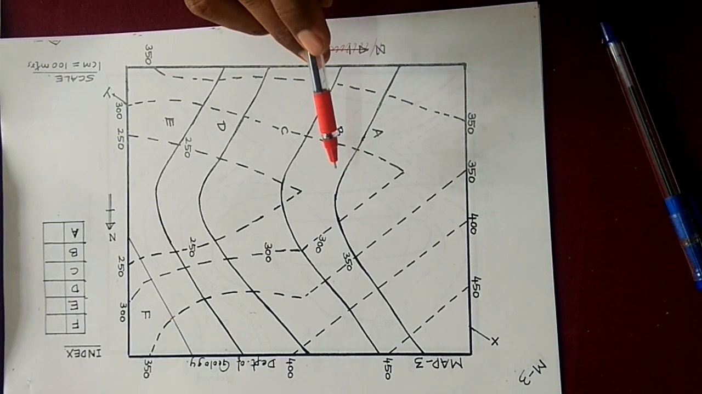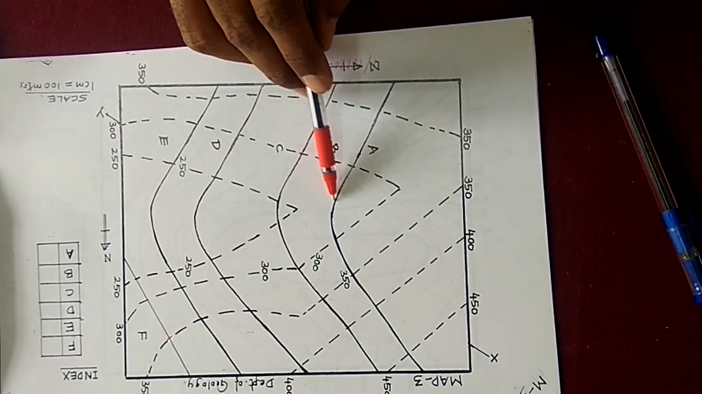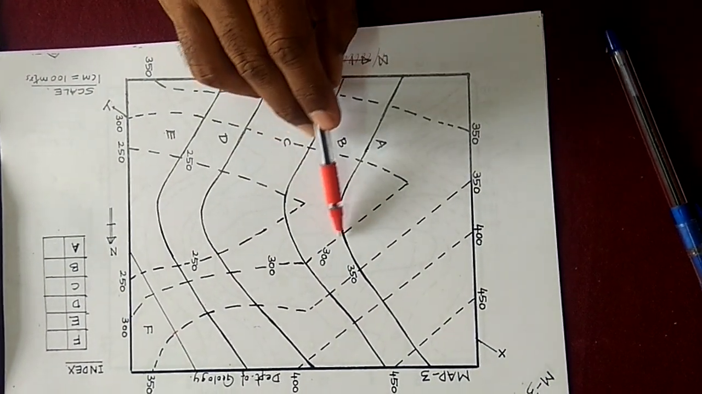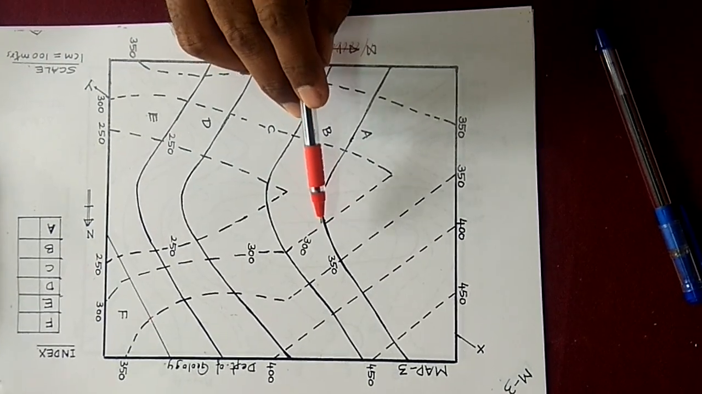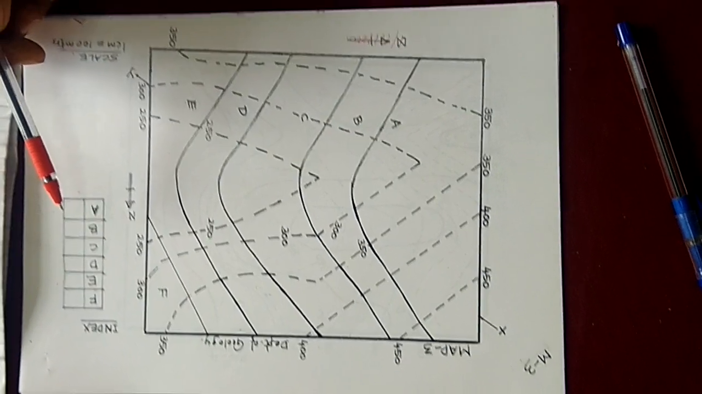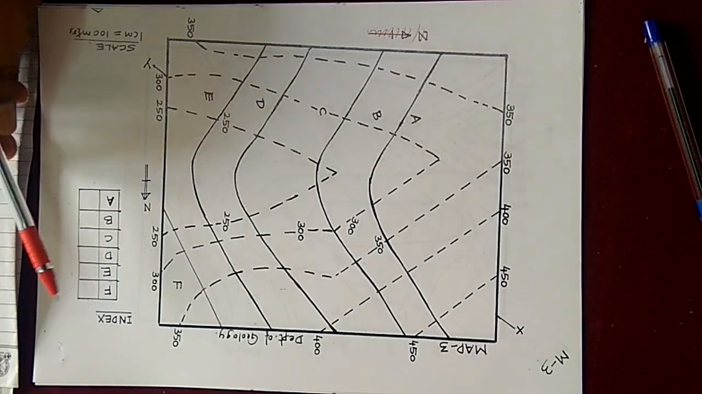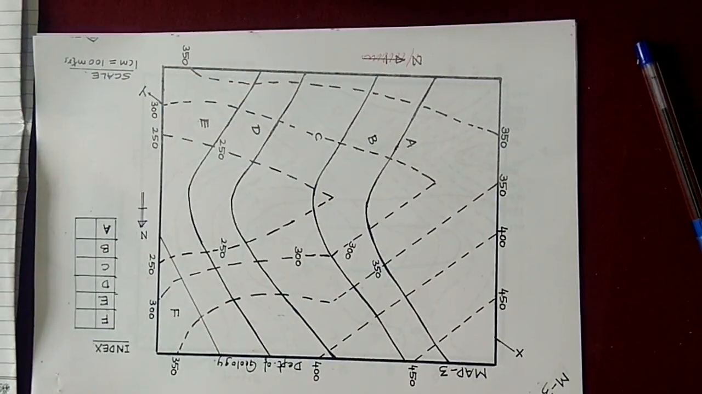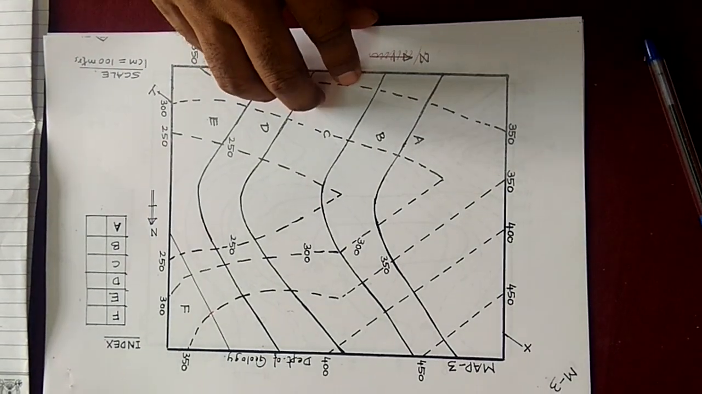How do we come to know here? Because here bedding planes cross with the contour lines. Bedding planes cross with the contour line, friends. So here A is quite naturally the oldest, F is the youngest. Okay, so this is the third map.